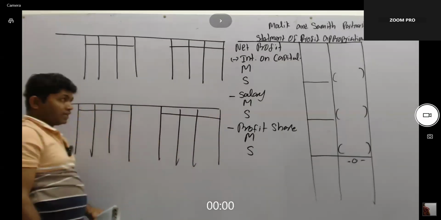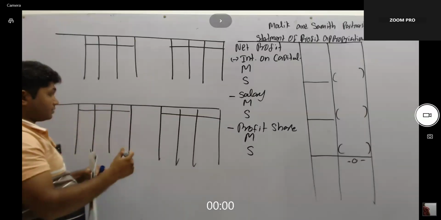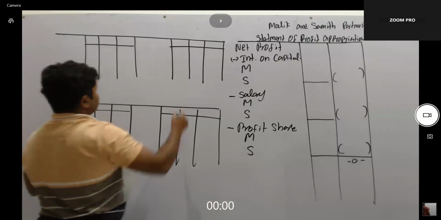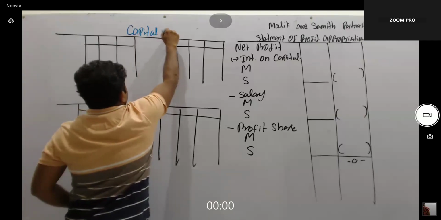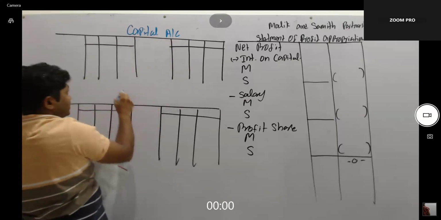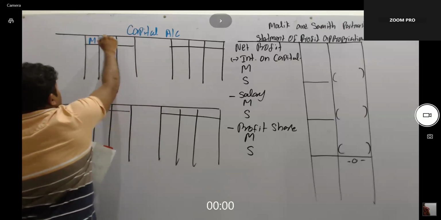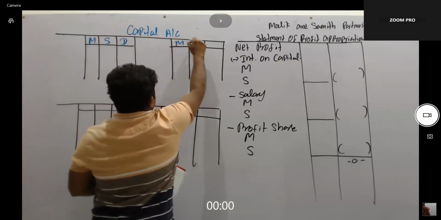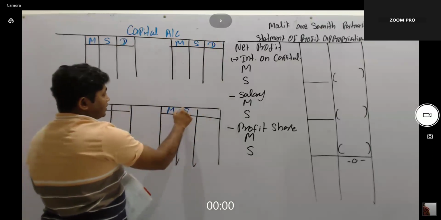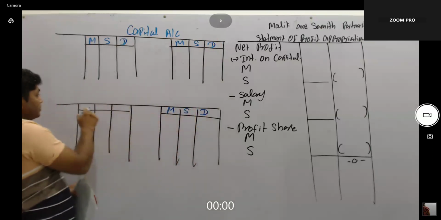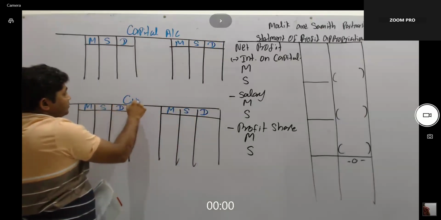Retirement at the beginning of the year, therefore the retired partner is not available. The appropriation account should be only for 2 partners. Appropriation only for 2 partners. This one, capital accounts. Malik, Samit and Dayananda. 3 partners. Malik, Samit and Dayananda. Partners current account also: Malik, Samit and Dayananda. This one, current accounts.